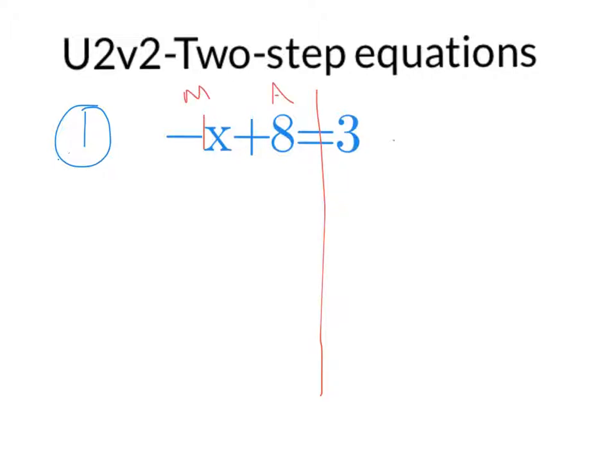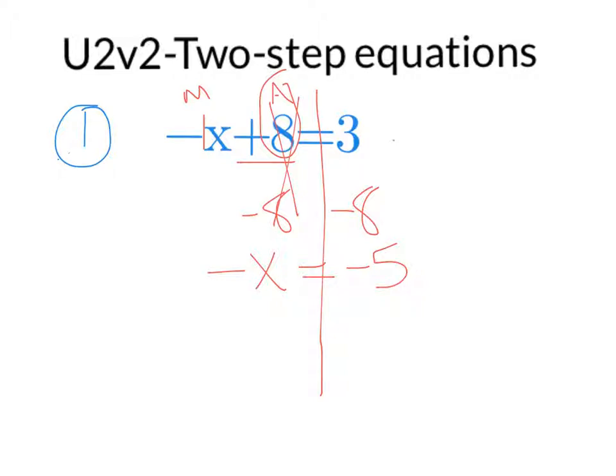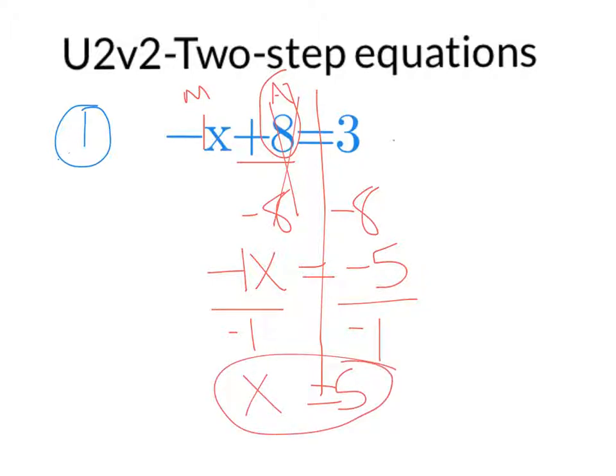Remember, with equations, we always go backwards of order of operations. So I'm going to get rid of my addition first. This is a +8, so I'm going to subtract 8 from both sides. That's going to go away, and I end up with my -x equals, and 3 minus 8 is -5. Now to get rid of this -1, it's actually a multiplication problem, so I can divide by -1. So I get x equals 5. Right, and there's my answer to this two-step equation.